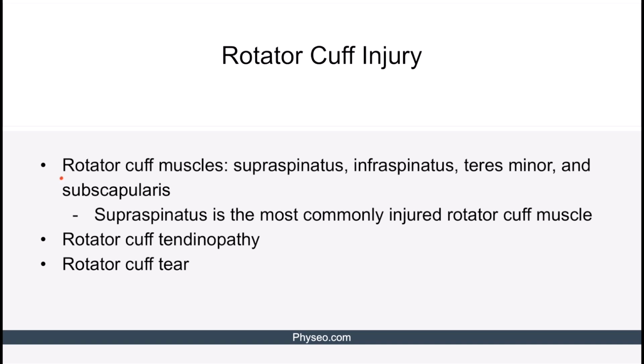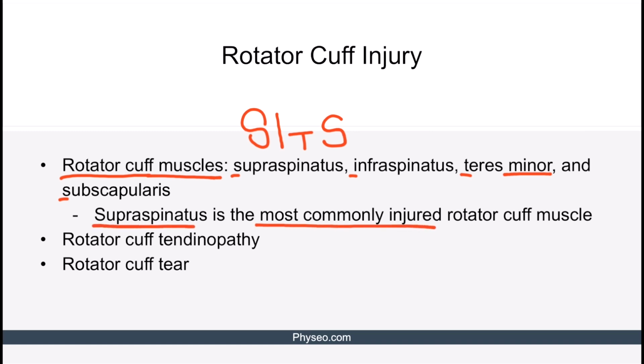The rotator cuff is comprised of 4 muscles: the supraspinatus, infraspinatus, teres minor, and subscapularis. They're often remembered using the SITS mnemonic, which spells out the first letters of the rotator cuff muscles. Note that the letter T is the only letter that isn't capitalized to remind you that it's the teres minor, not the teres major. Among the 4 rotator cuff muscles, the supraspinatus is the most commonly injured muscle.